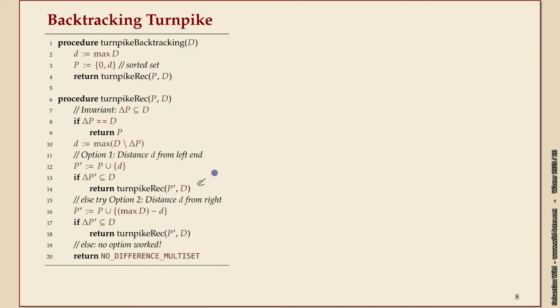Yeah, there's a check missing. If it's not this, no difference multiset. You only return if it succeeds. If it fails, then you keep trying the other option. And that looks symmetrical. You take the distance between the largest and this D and try again if that worked. And if neither of the two options work, then it cannot work.